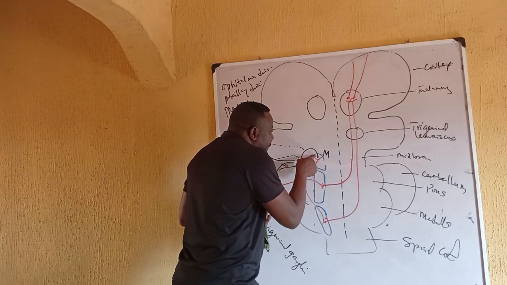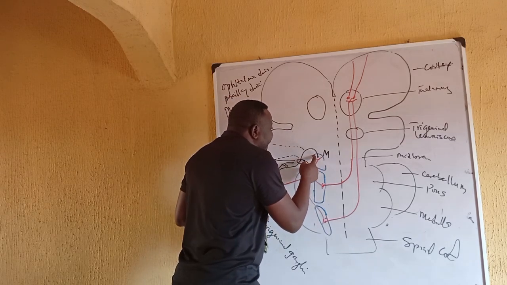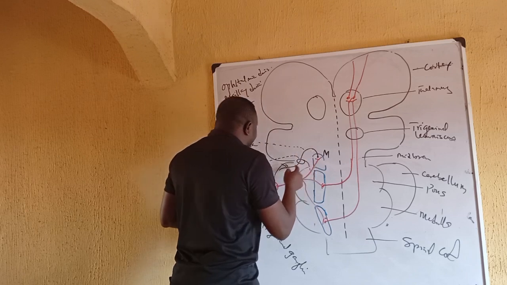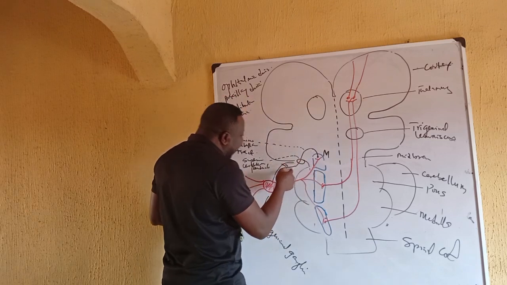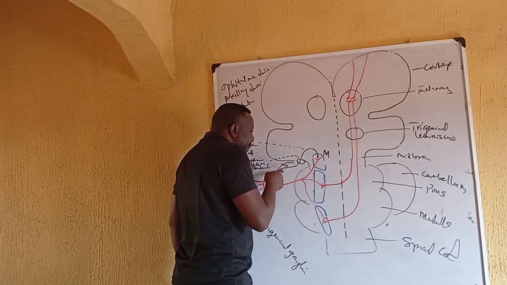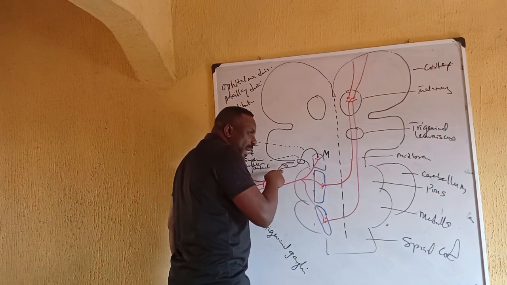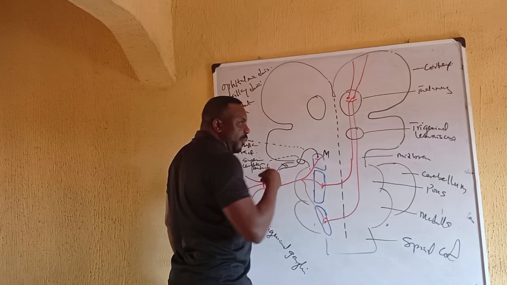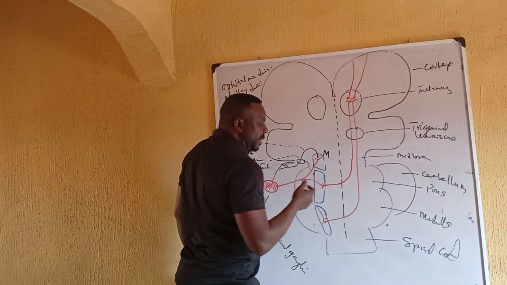Now, fibers that arise from the mesencephalic nucleus of the trigeminal nerve pass through what is referred to as the superior cerebellar peduncle and enter the cerebellum and go where? Where does it go? It goes to the spinal cerebellum, and of course it carries the information that has to do with proprioception.